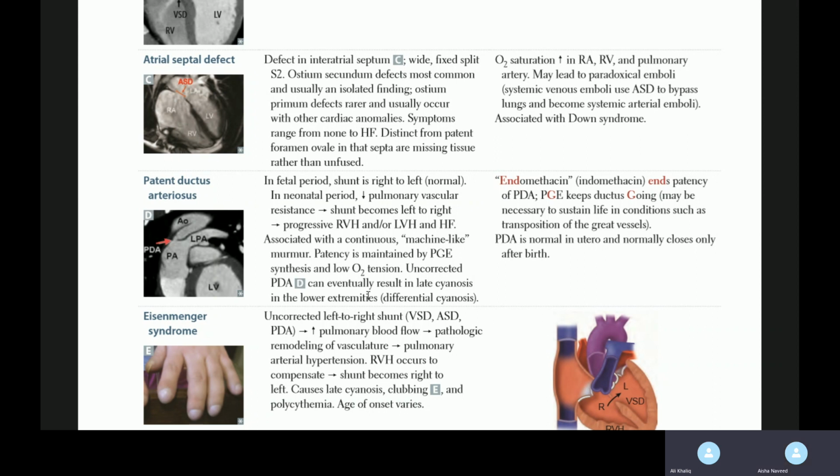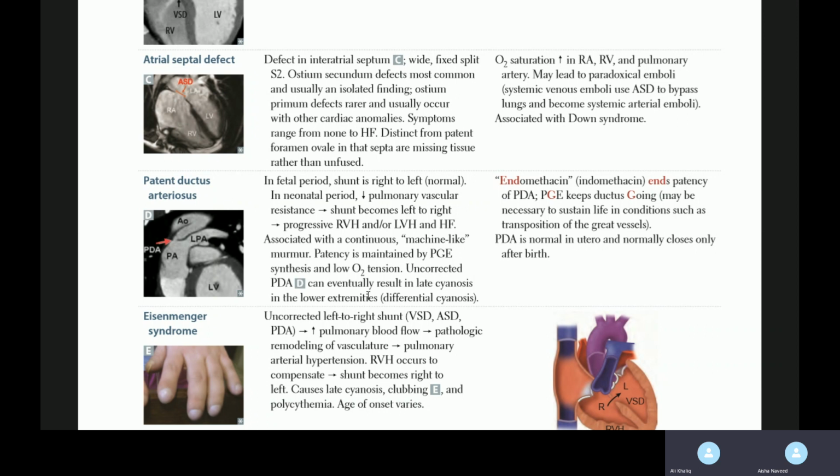So it acts on the ductus arteriosus and prevents it from closing. In Step 2 and Step 3, you will see a strong association of rubella with persistent ductus arteriosus. Very strong association. So remember, rubella is associated with PDA.